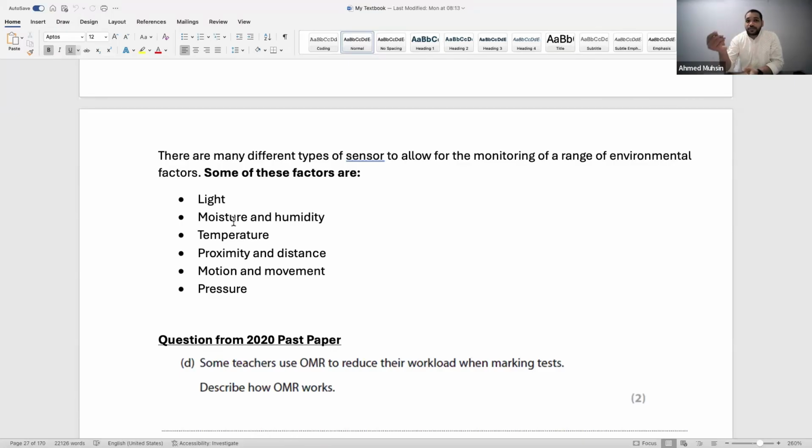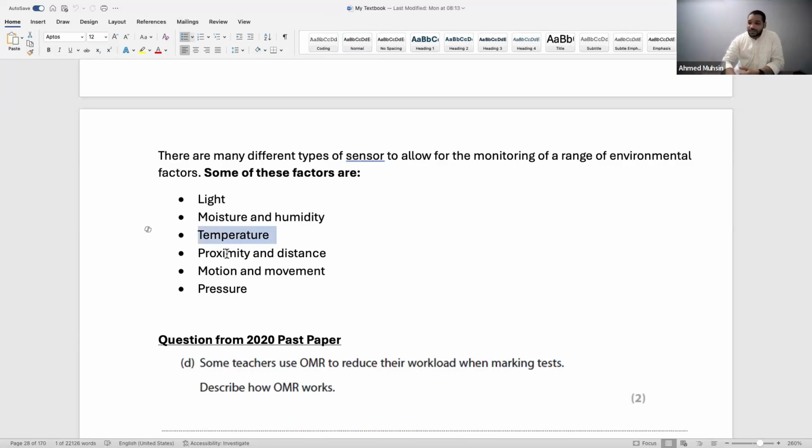Moisture is detecting water, meaning detecting how wet it is. Moisture is detecting wetness. Humidity is detecting heat. Then temperature is detecting, not heat, but what the temperature is. Is it hot or cold?